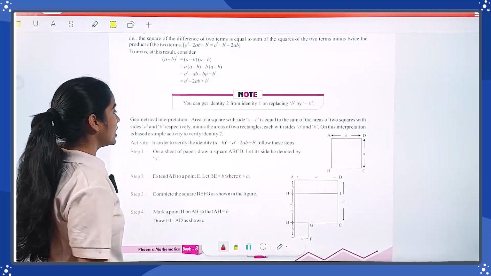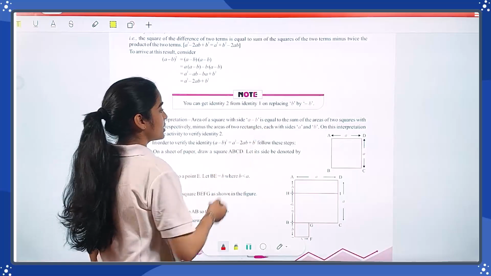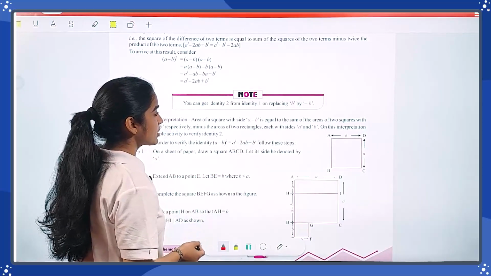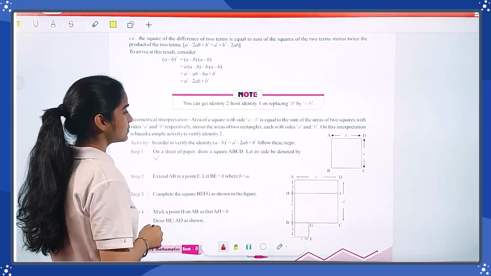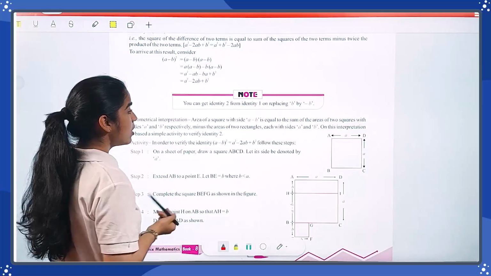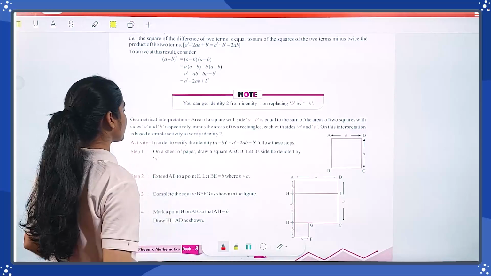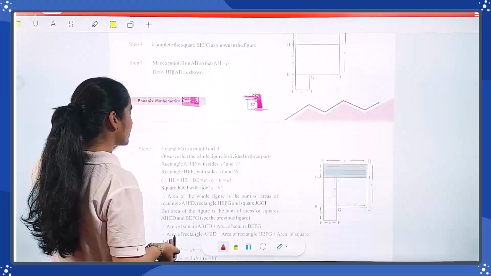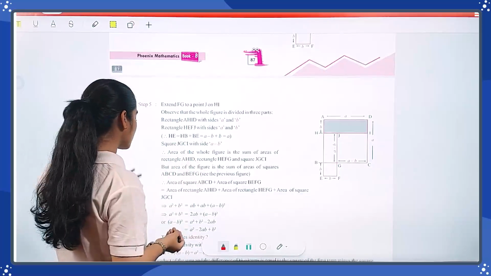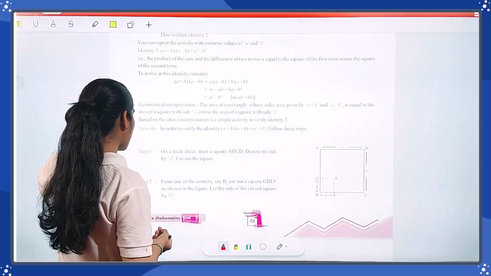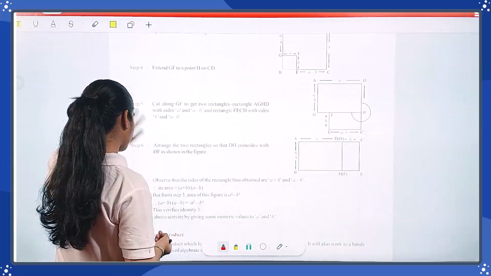Now, geometrical interpretation. Area of square with side a minus b is equal to the sum of areas of two squares with the sides a and b respectively minus the areas of two rectangles each with sides a and b. On this interpretation is based a simple activity to verify. This is an activity. You have to understand how you get the algebraic expressions over there and how you can use them in your formula.